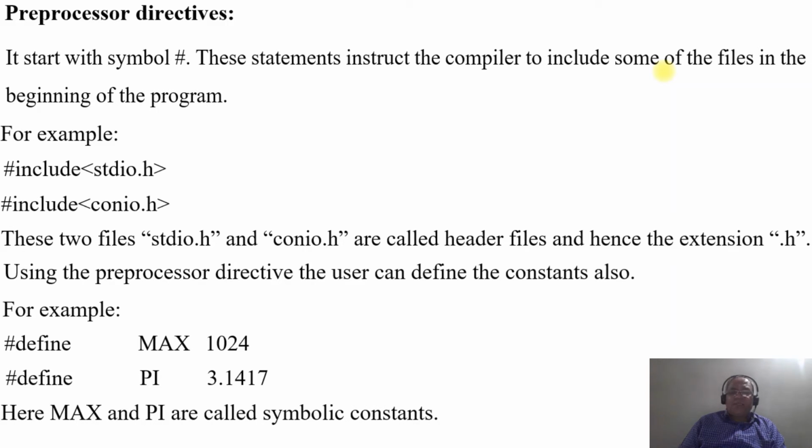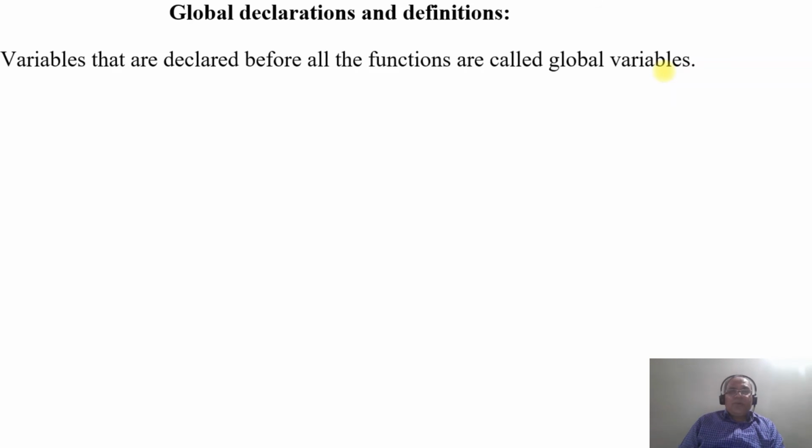So here, what are max and pi? The max and pi are called the symbolic constants. Then it comes with the global declarations and definitions. Variables that are declared before all the functions are called the global variables. So that means before the main function, if you are declaring the variable, then it becomes a global variable.